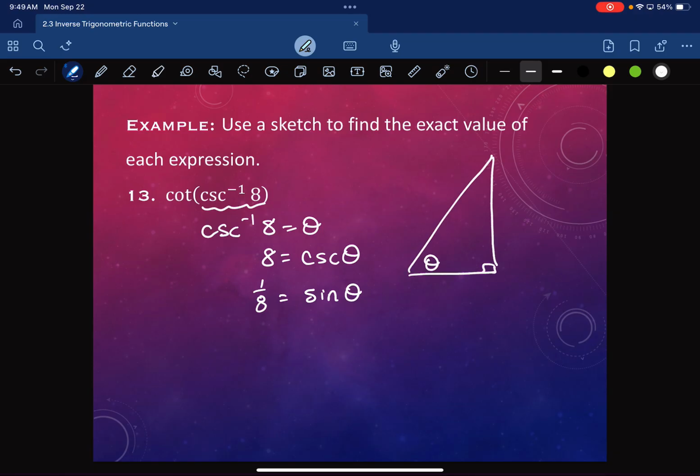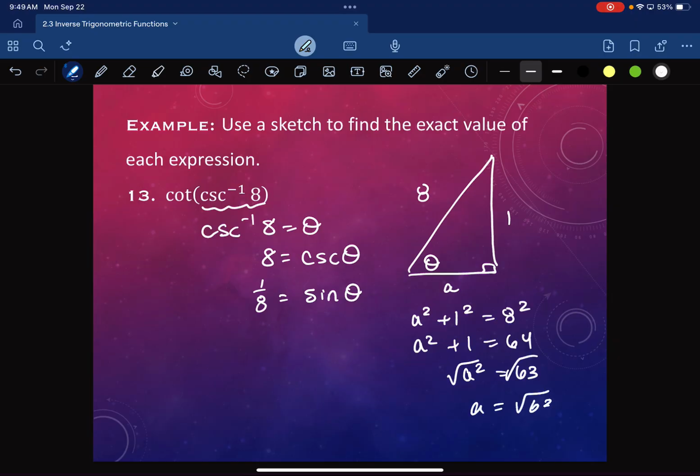And I put my angle theta in there, and I'm dealing with sine. Sine is what? Opposite over hypotenuse. This is not a familiar triangle to us. The last two could have been, depending on your perspective. We'll call this side A. So this is A squared plus 1 squared equals 8 squared. A squared plus 1 equals 64. A squared is 63, and lo and behold, A is a very awkward square root 63.